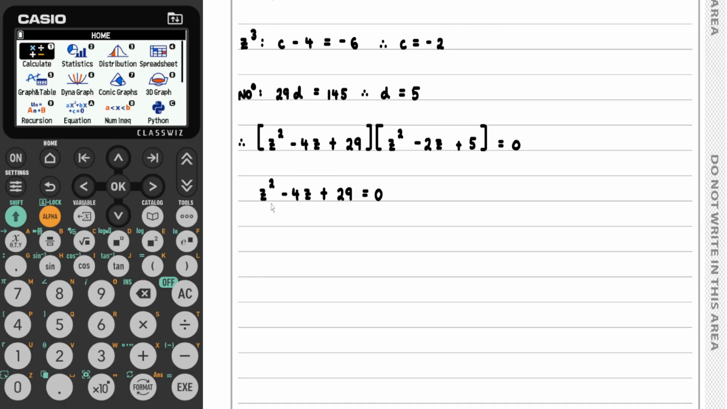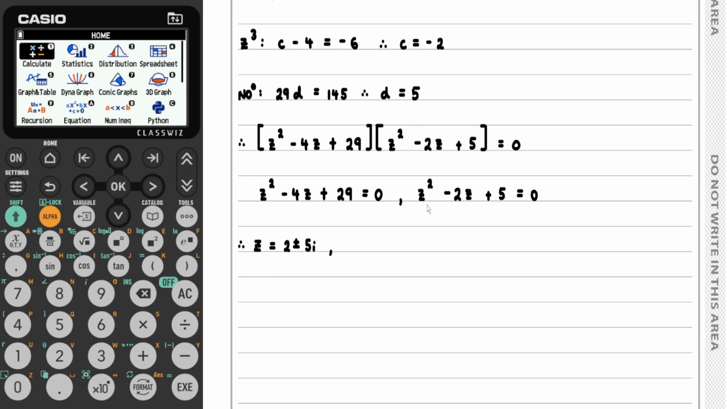From this equation, we have z squared subtract 4z plus 29 equals 0. And from this equation, we have z squared subtract 2z plus 5 equals 0. If I solve z squared subtract 4z plus 29 equals 0, we know, because we've got z1 equaling 2 plus 5i and z2 equaling 2 subtract 5i, that this equation would have solutions z equals 2 plus minus 5i.